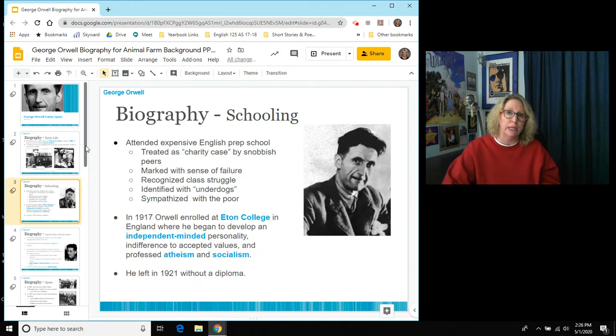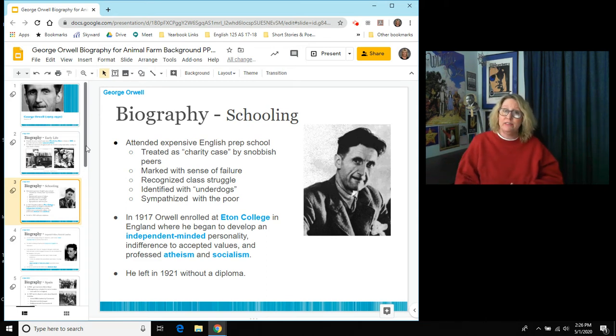For his schooling, his family didn't have much money, but he actually went to a very expensive English prep school. And so the other kids knew that he didn't have much money, and they kind of treated him like a charity case. That gave him a real sense of being an underdog, of understanding the plight of kids that don't have much money, the plight of the poor. He understood this class struggle, right? Which is going to help us when we read our novel, Animal Farm.